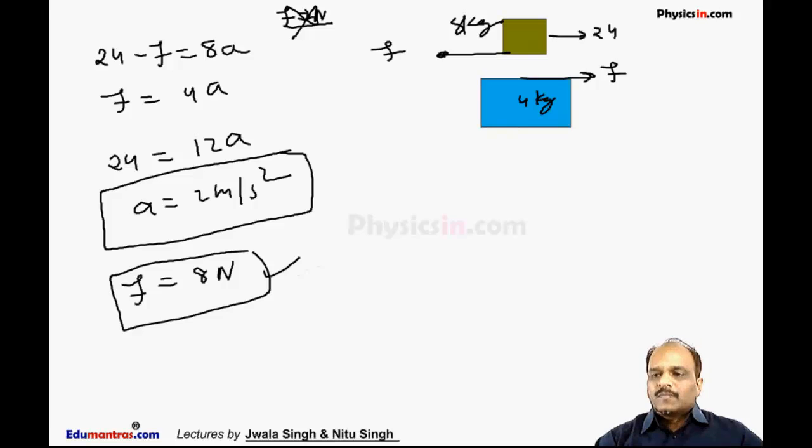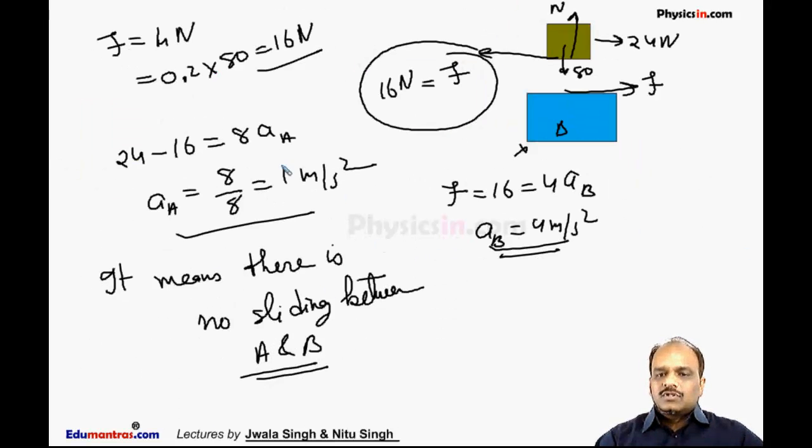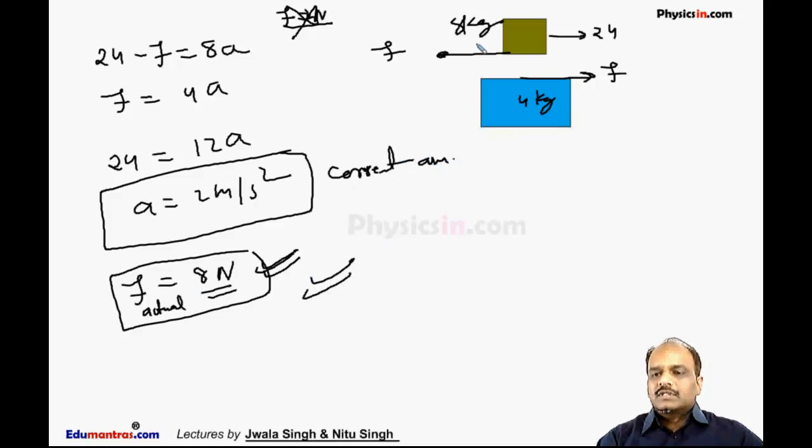In the previous method, we had taken this friction as 16 Newton. We assumed it to be 16 Newton, but the actual friction between these two blocks is only 8 Newton. This is static, which means block A and block B are both moving with the same acceleration a. There is no sliding between block A and block B.